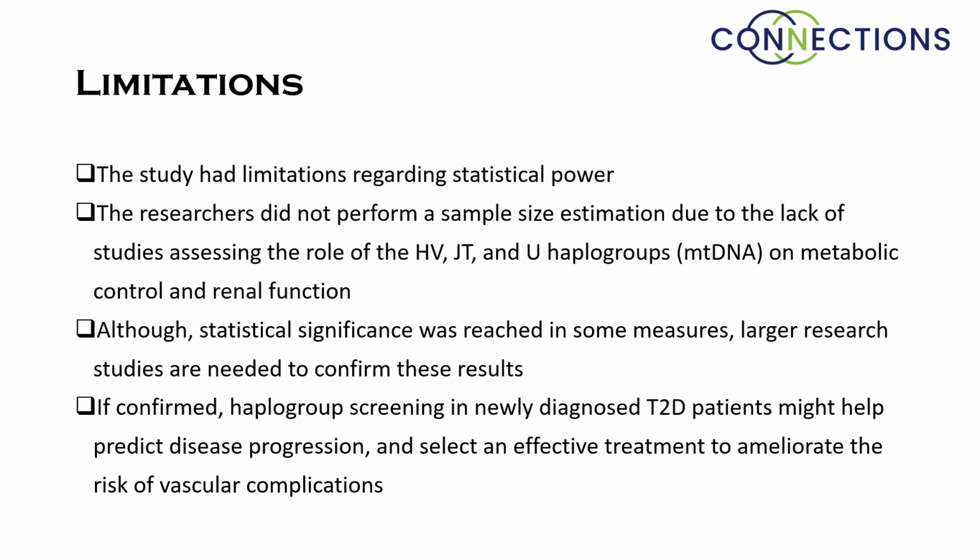The study had limitations regarding statistical power. The researchers did not perform a sample size estimation due to the lack of studies assessing the role of HB, GT, and U haplogroups on metabolic control and renal function. Although statistical significance was reached in some measures, larger research studies are needed to confirm these results. If confirmed, haplogroup screening in newly diagnosed T2D patients might help predict disease progression and select an effective treatment to ameliorate the risk of vascular complications.